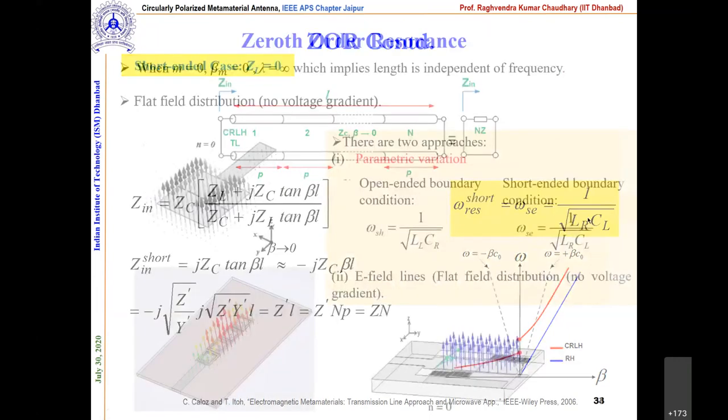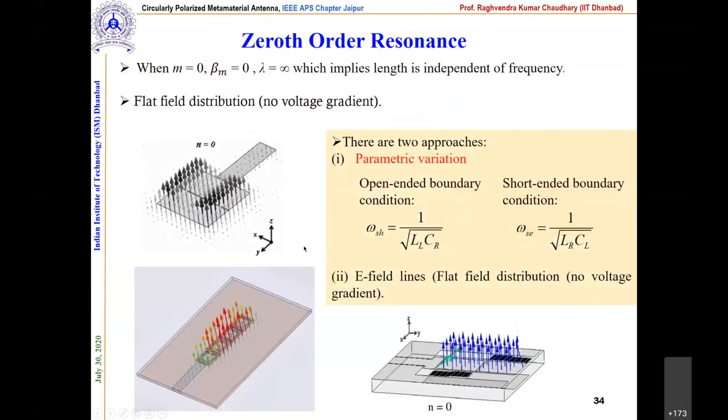There is one more validation you can do in the lab. At m equal to 0, beta will be 0, lambda is infinity, so the fields will be vertical. These are the first order resonance, so you can see some fields in the up direction, some in the down direction. Now let us understand the infinite wavelength antennas with monopole radiation.